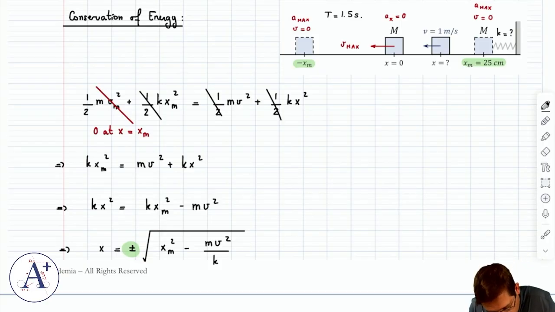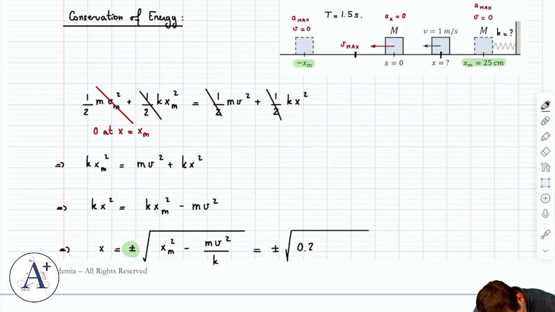The motion is symmetric. If this location here is going to be where v is 1 meter per second, then there's going to be the same location right here where v is going to hit 1 meter per second as well. Okay, so we need to consider two roots, plus or minus. The square root of xm, which is 25 centimeters, so that's 0.25 squared, minus m, which is 1, times v, that is 1 squared, divided by k, which is 17.54, whatever that is. And this is going to be plus or minus 7.4 centimeters.